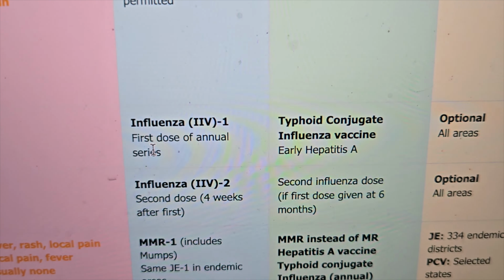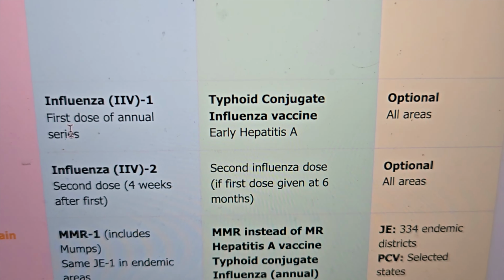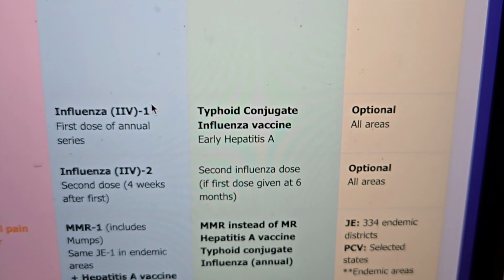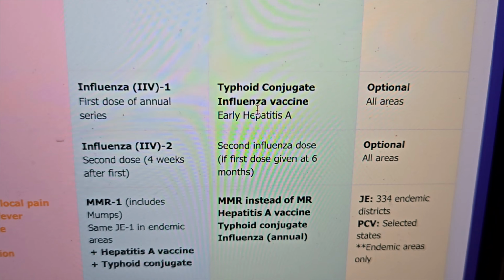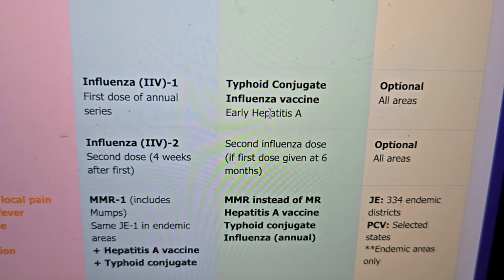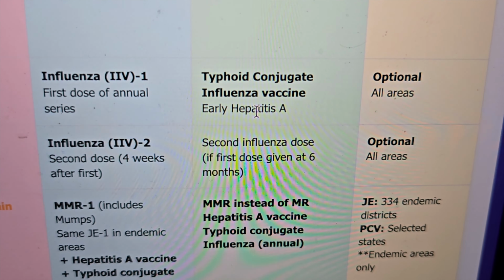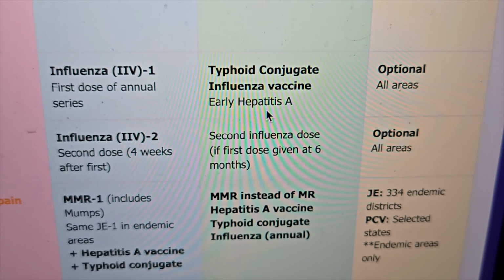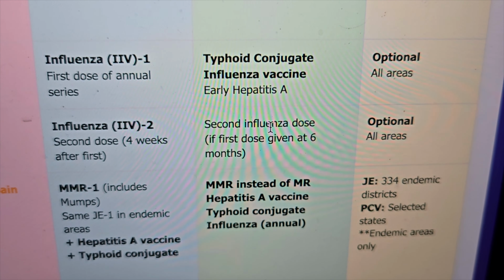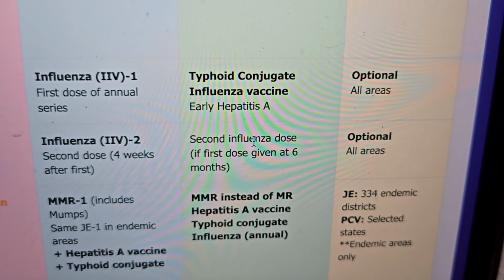And what are the optional vaccines during this 6th and 7th month? Typhoid conjugate vaccine can be given. Influenza vaccine is also optional only. Early hepatitis A, this also is optional. If it is not given before, it can be given now. So, the second influenza dose is an optional vaccine.